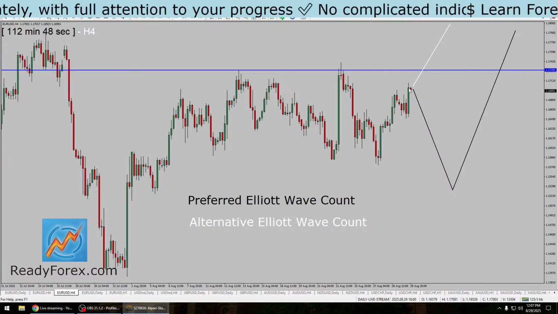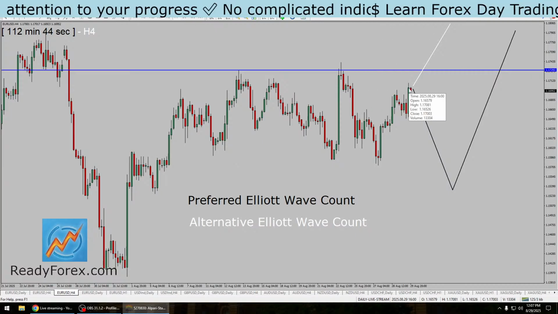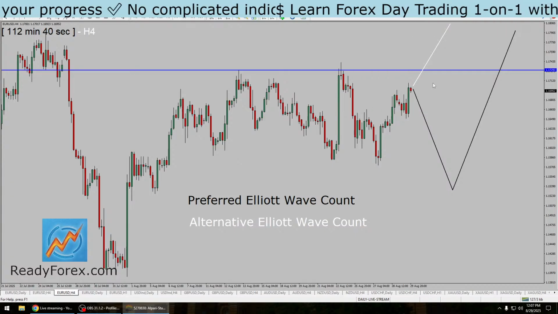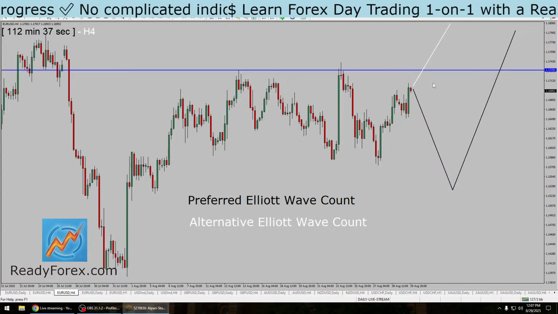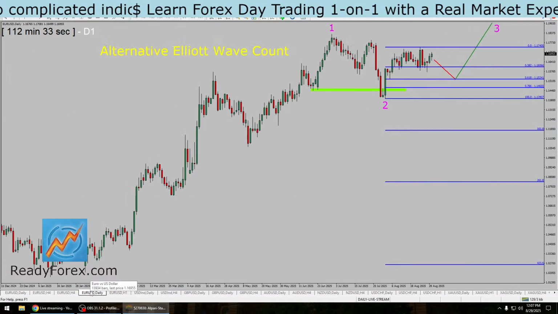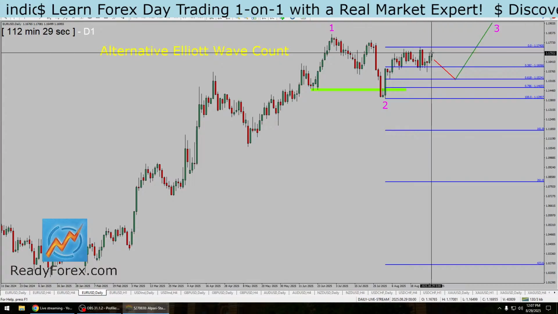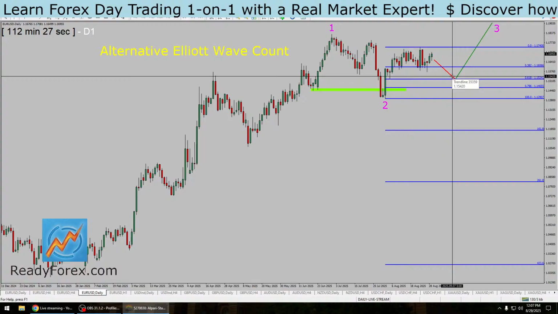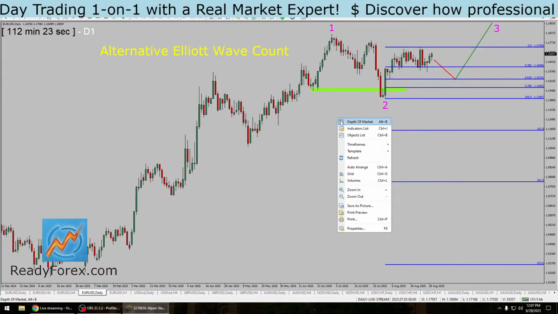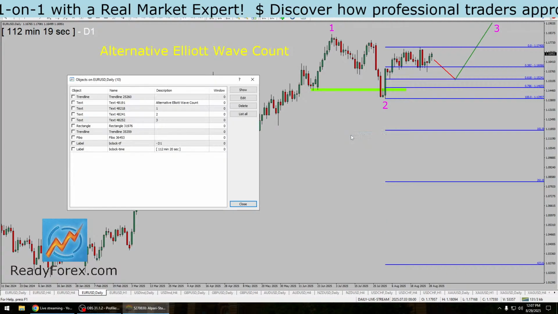Okay, this is the preferred Elliott wave count, which suggests price action is going to drop inside euro dollar currency pair. I do have an alternative Elliott wave count which suggests that price action is going to rise up from current levels. Now let me show you the alternative Elliott wave, which suggests that price action is going to drop, and it's probably going to create a pullback around the 0.618 Fibonacci retracement level. Let me remove some of these unnecessary levels.